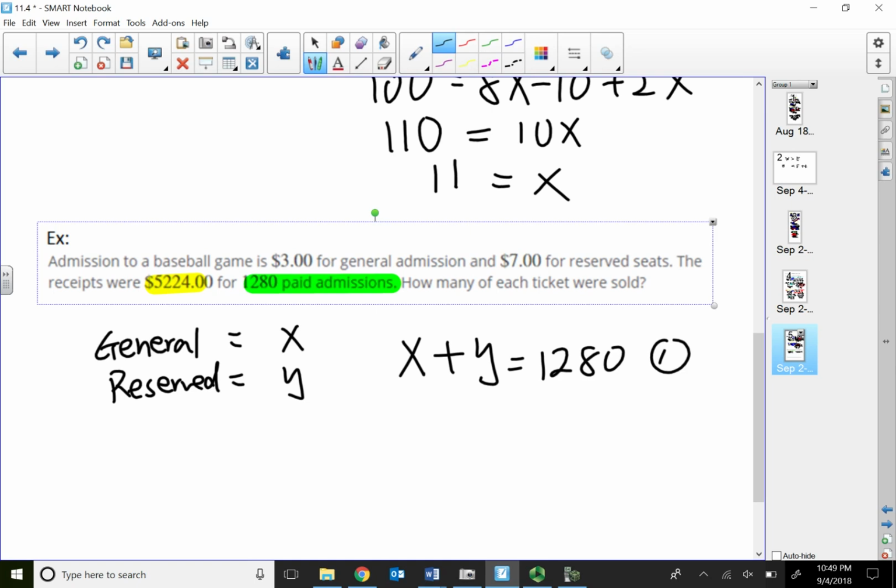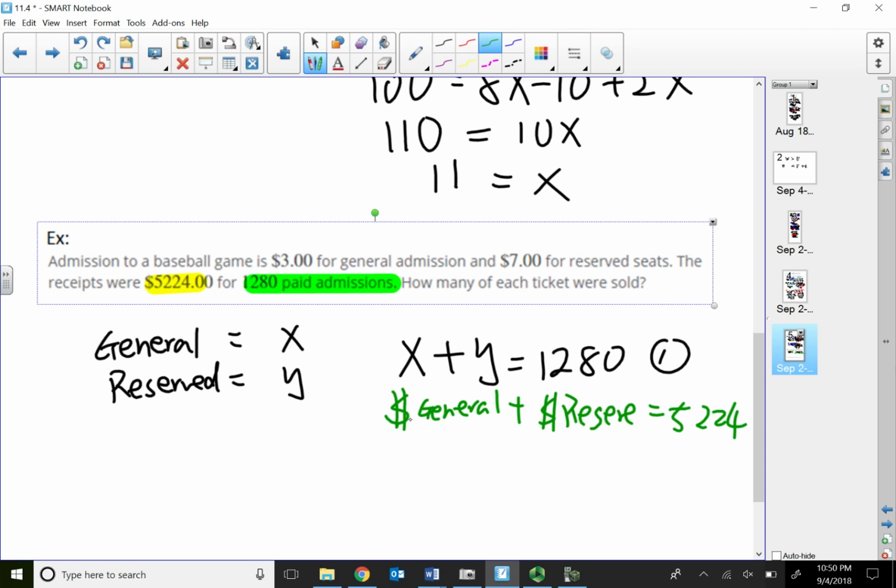All right, my second equation is the money I get from selling the two different types of tickets. So the money, the bling bling, I'm going to write it down here, from the general admission plus the bling bling from the reserved seats together has to equal 52.24.